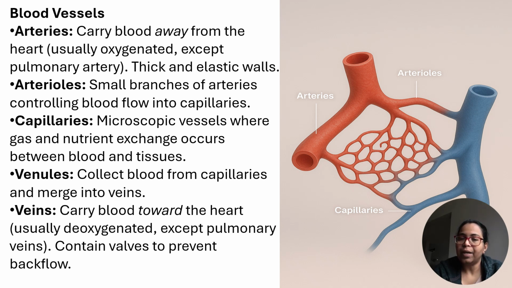Veins carry blood towards the heart, usually deoxygenated, except for the pulmonary veins. The pulmonary veins collect oxygenated blood from the lungs and bring it to the left atrium, which contains oxygenated blood. All the veins have valves which prevent the backflow and pooling of blood.